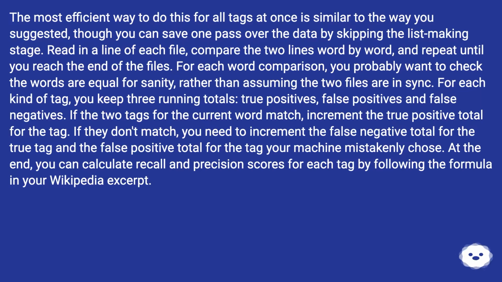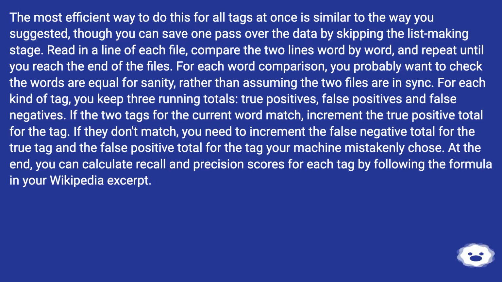Read in a line of each file, compare the two lines word by word, and repeat until you reach the end of the files. For each word comparison, you probably want to check the words are equal for sanity, rather than assuming the two files are in sync. For each kind of tag, you keep 3 running totals: true positives, false positives, and false negatives. If the two tags for the current word match, increment the true positive total for the tag. If they don't match, you need to increment the false negative total for the true tag and the false positive total for the tag your machine mistakenly chose.